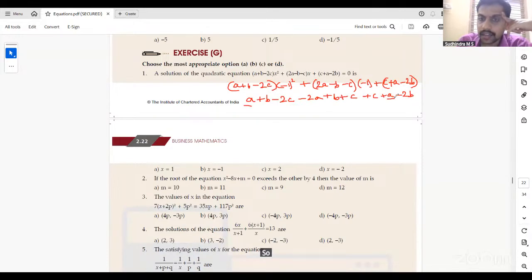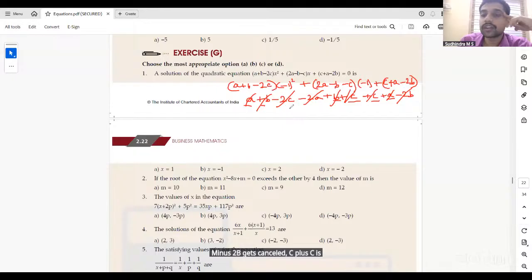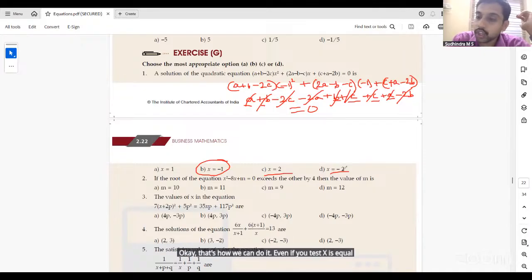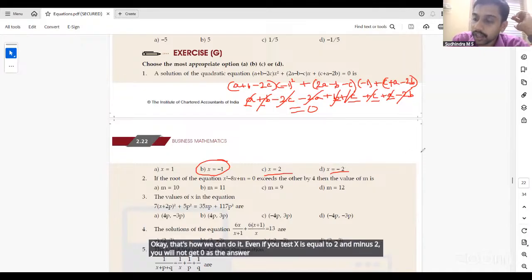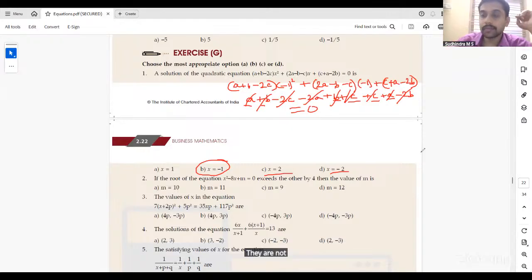So here a plus a is 2a, minus 2a gets cancelled. B plus b is 2b, minus 2b gets cancelled. C plus c is 2c, minus 2c gets cancelled. This is equal to 0. Hence, this is the right answer. That's how we can do it. Even if you test x equal to 2 and minus 2, you will not get 0 as the answer. Therefore, they are not the correct answers. Are we clear with this? Yes, sir. Okay, so those are done. Can we come to question number 3?